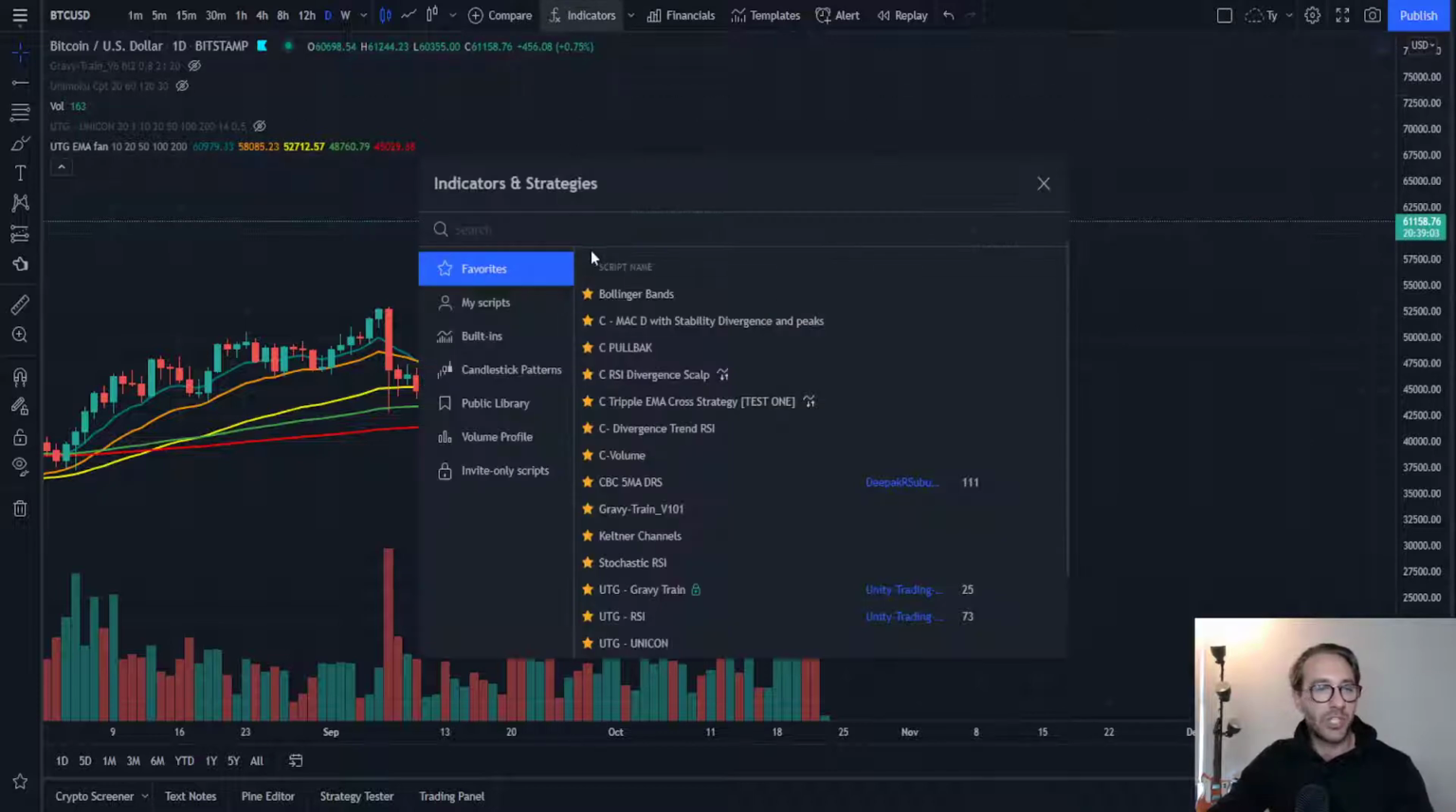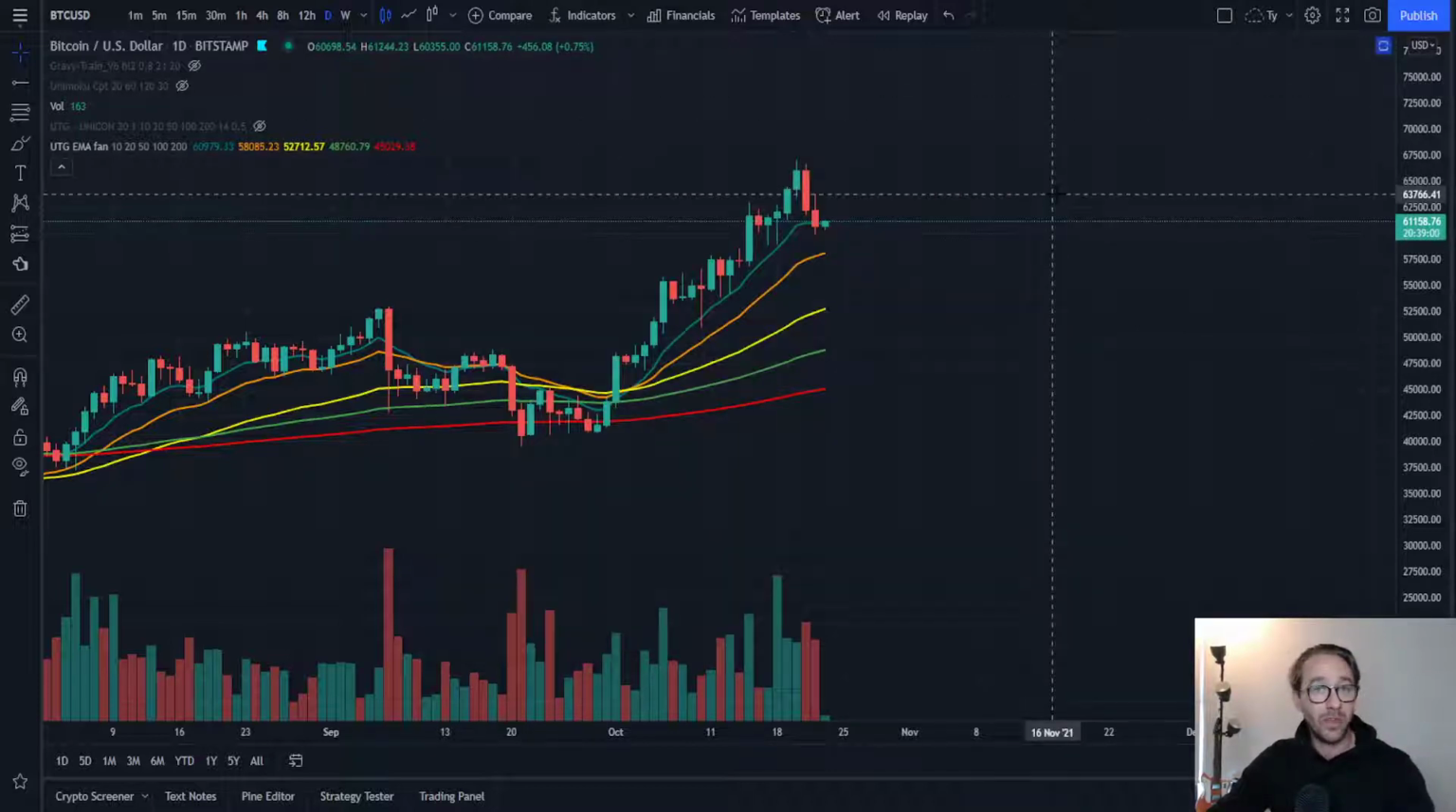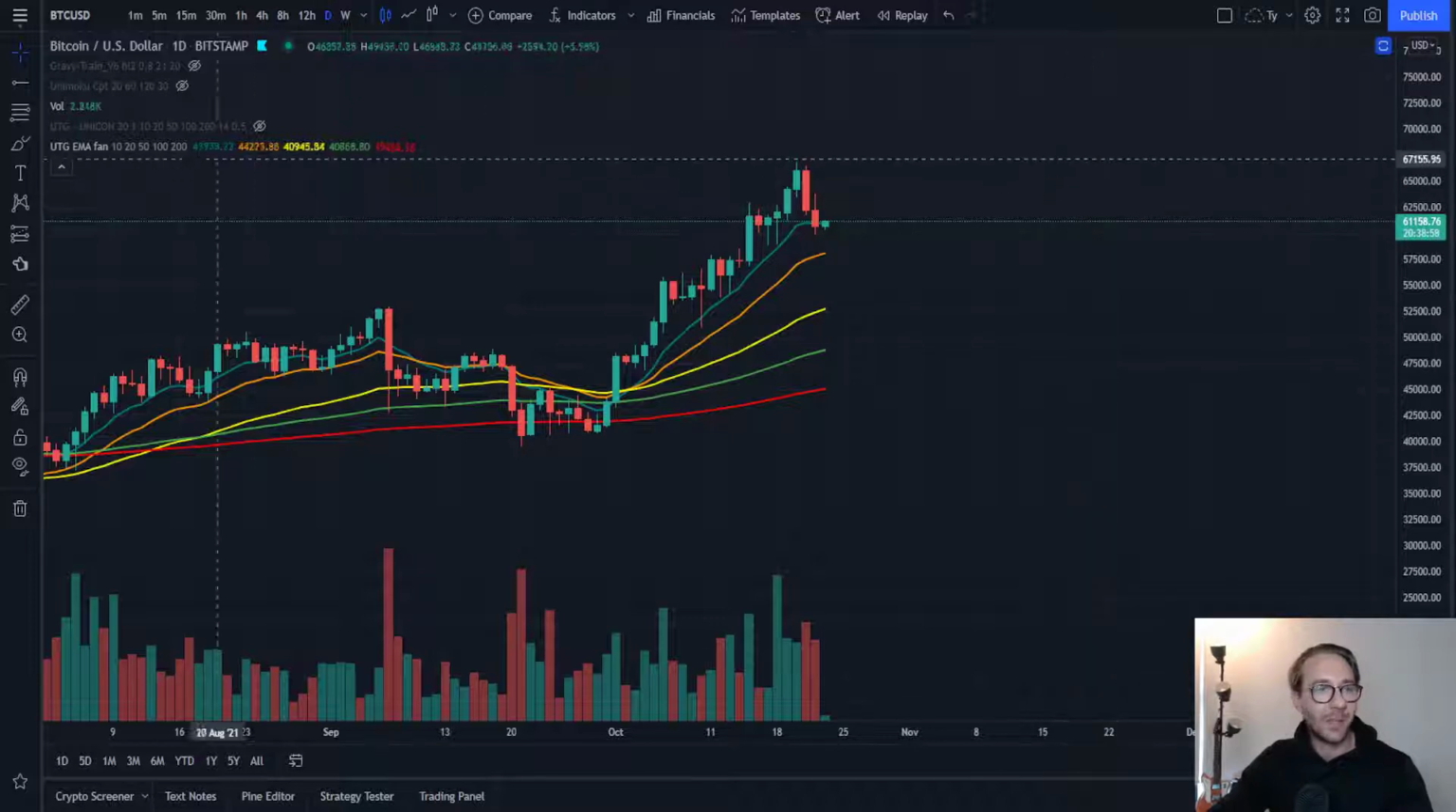If not, just jump on TradingView and type in one of these moving average types that I'm going to talk to you about, and there will be something there undoubtedly.